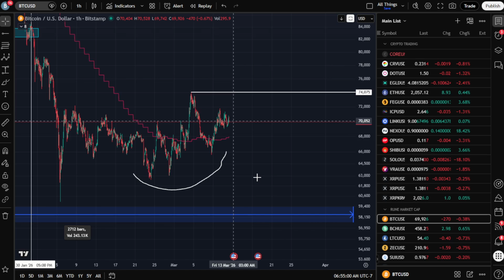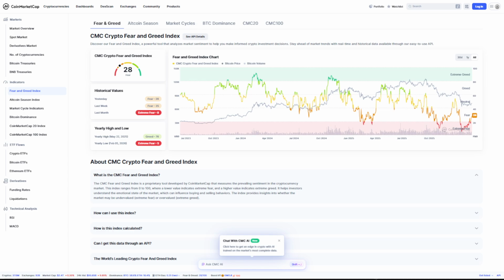Now, with all this, we've got the crypto fear and greed index moving back up again, which is good because at extreme fear levels, that's your bottoming.